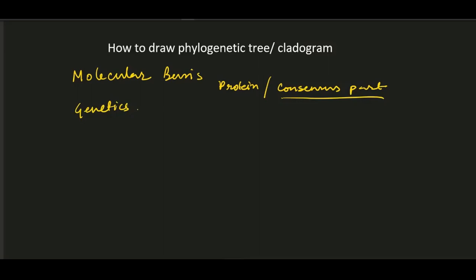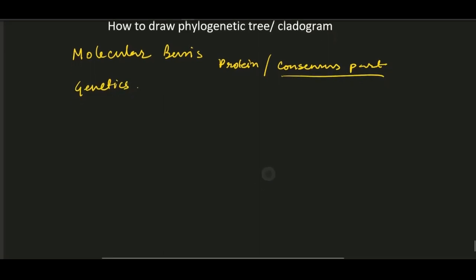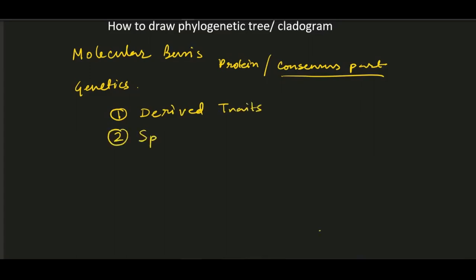But in general, in exams, we have to consider two factors to draw a phylogenetic tree. Now what are those factors? The first one is derived traits. And the second one is speciation event. Okay. Now what are the traits?